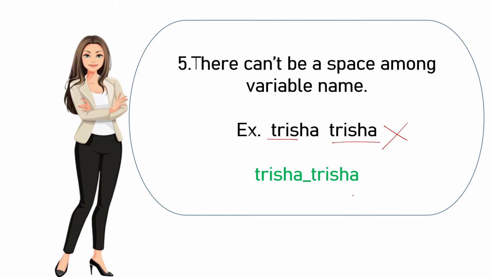If you want to separate two words, you can do it by using the underscore character. If you want to write a variable name like Erica Jane, you can separate them using the underscore character. So Erica underscore Jane, you can write this variable name. This is the correct variable name. The one with the space is the wrong variable name because there can't be a space in a variable name.